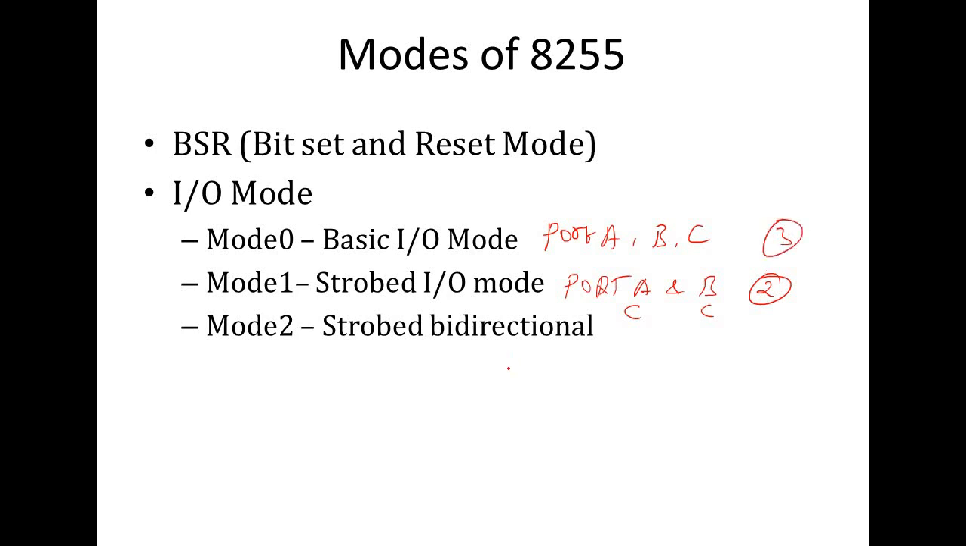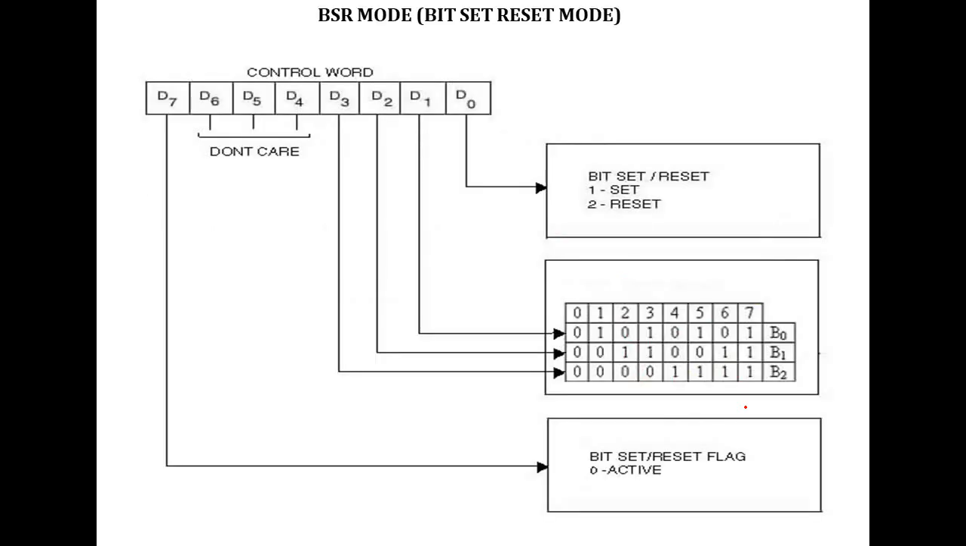And in mode 2 we can have port A alone. It's fully strobed bidirectional. So here 5 lines of port C are used as handshake signals, and port B is used either as input or output. So these are the 3 different modes we have in 8255, and this is the mode structure of BSR mode.